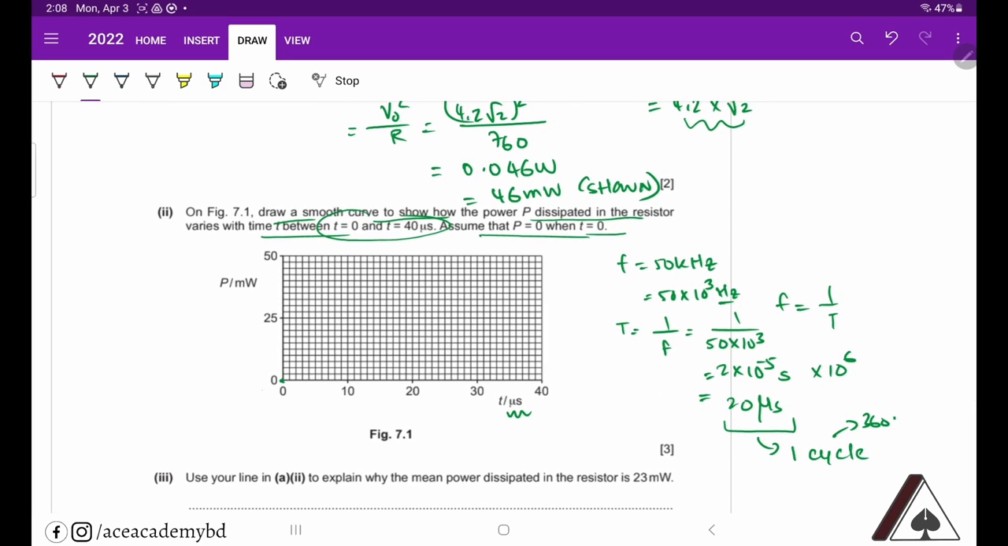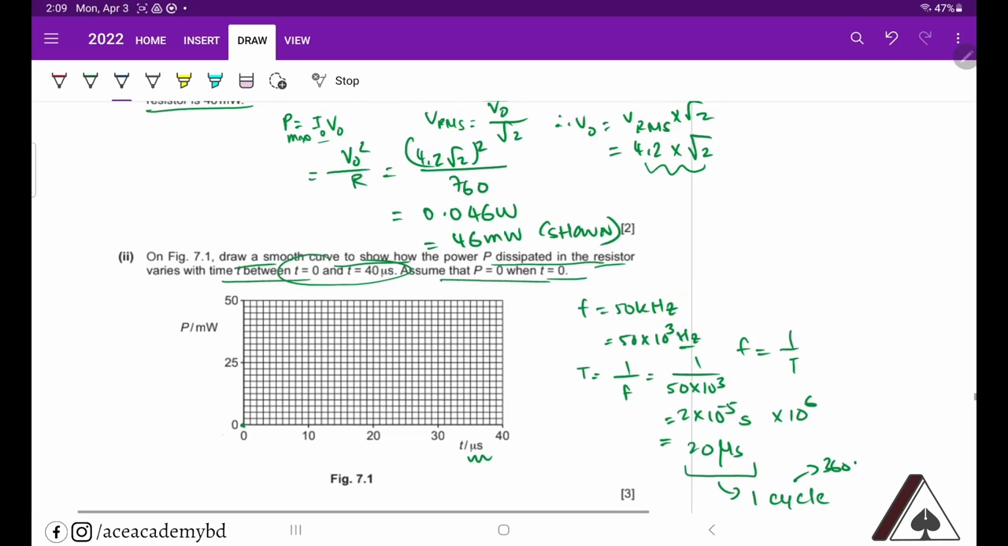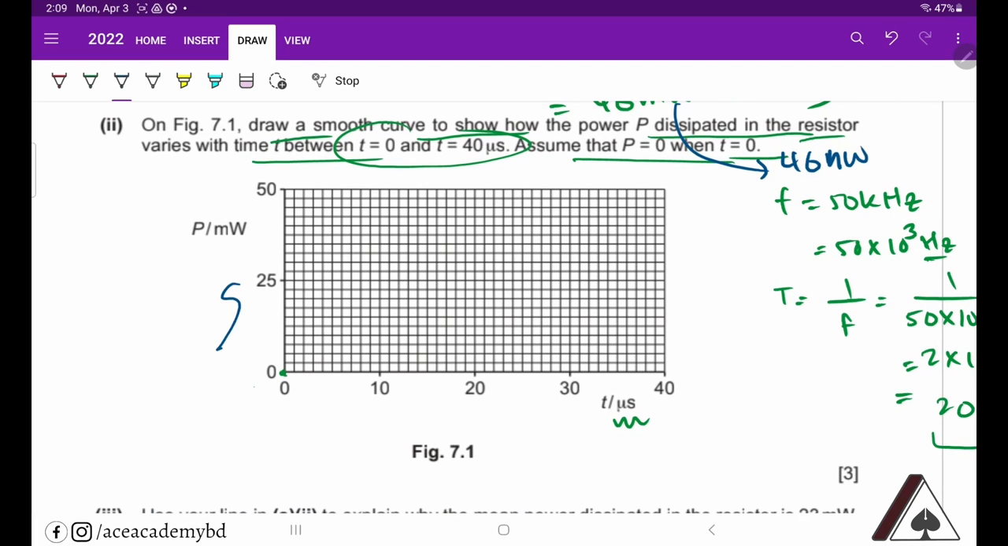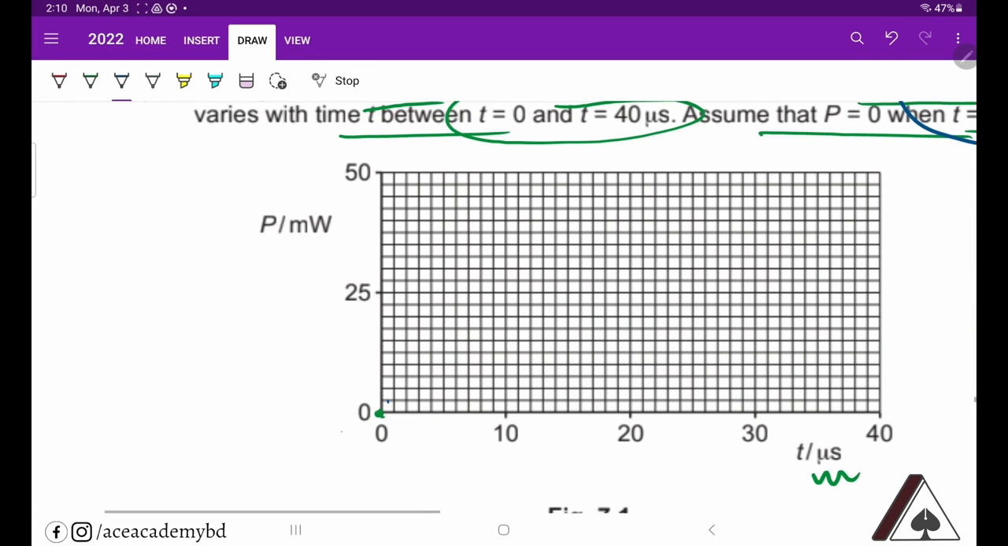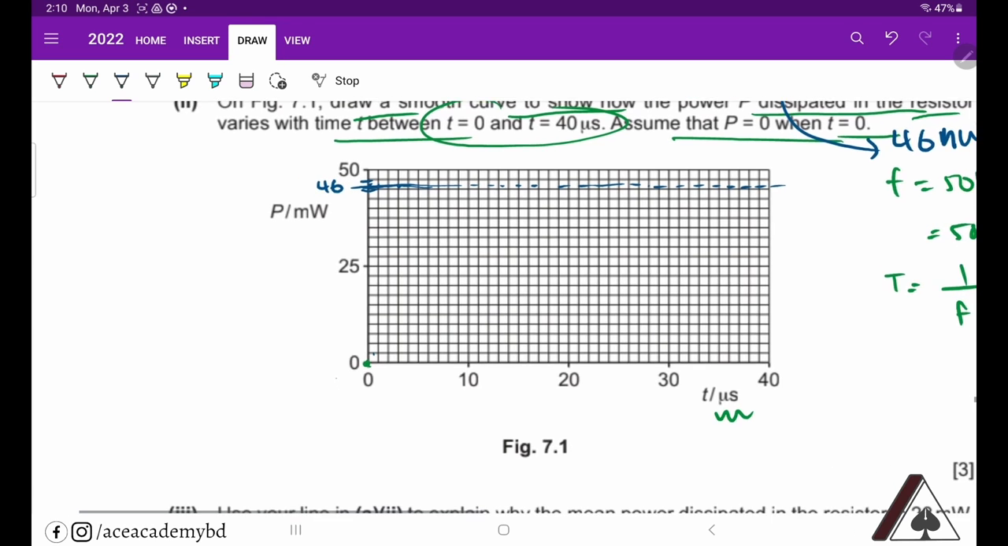Now we have to draw a smooth curve for the power dissipated in the resistor, and we have also seen that the maximum power is 46 milliwatts. So let's mark 46 milliwatts on this graph. Each box is around 2.5. The top is 50, 50 minus 2.5 gives 47.5, and this is 45, so 46 will be somewhere here in the middle. 46 is the maximum value of power, so I'm drawing a rough line at 46 milliwatts, and over here we're going to draw a curve.